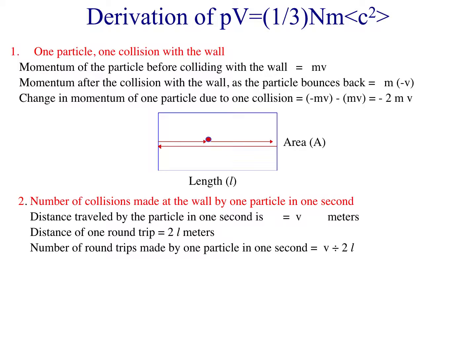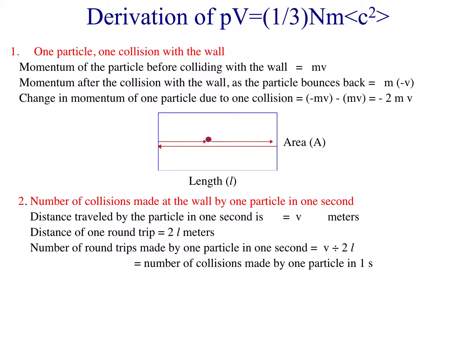In each of the round trips, the particle collides only once on the right-hand side wall and only once on the left-hand side wall. We do not care about the left-hand side wall. We only care about the right-hand side wall, because we're going to measure the pressure using that one particular wall. Okay? So in 1 second, it is making v over 2L round trips, and for each collision, the change in momentum is minus 2mv, as we derived above.